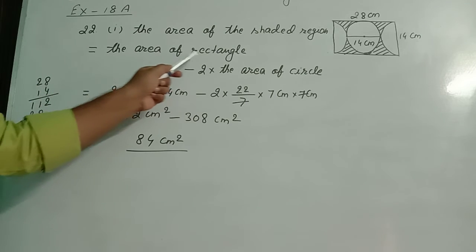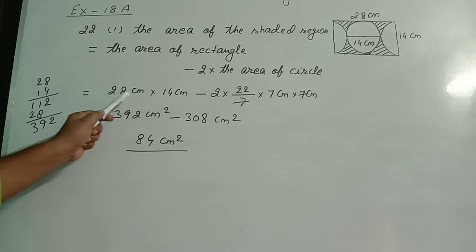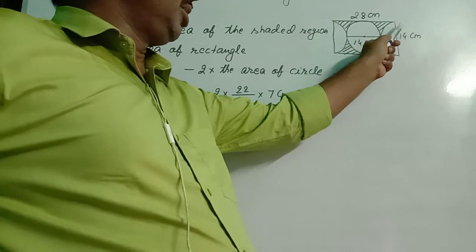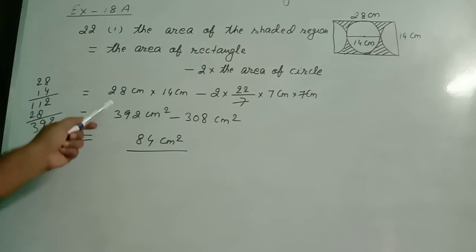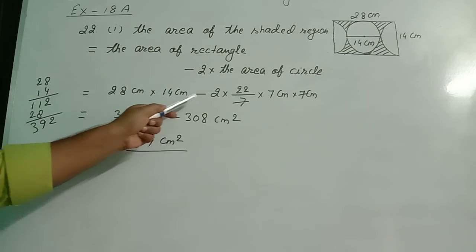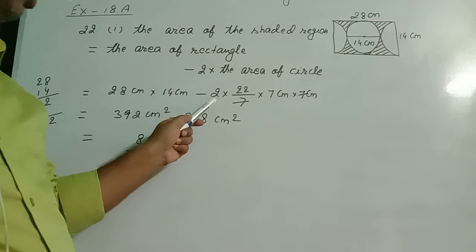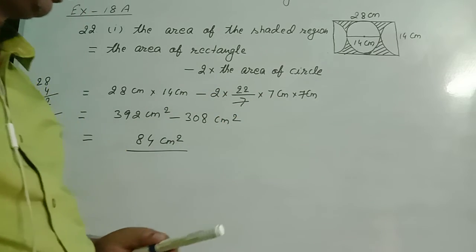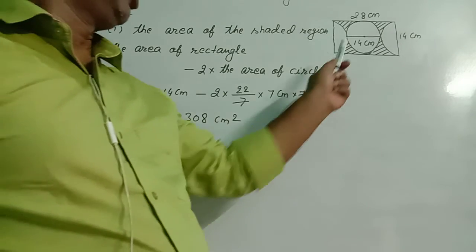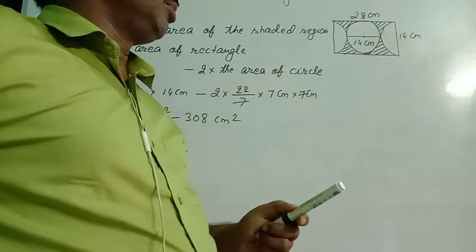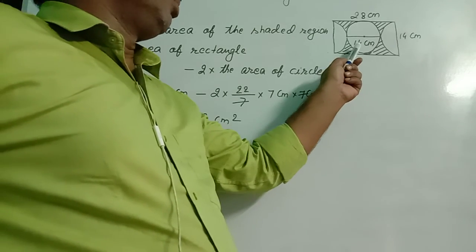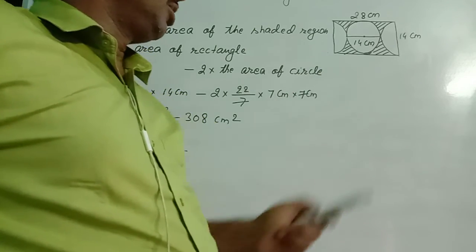So area of rectangle equal to length into breadth, that is 28 centimeter into 14 centimeter given. Length is 28 centimeter and breadth is 14 centimeter. Length into breadth, 28 centimeter into 14 centimeter, minus 2 into area of the circle, pi r square. R is 7. How can we say? Because diameter equal to 14 centimeter and radius is half of the diameter. So radius will be half of 14 centimeter equal to 7 centimeter.